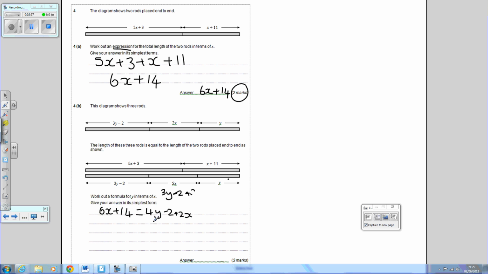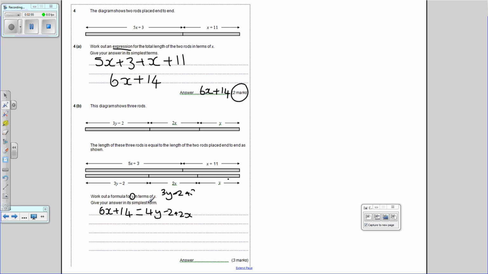We've already picked up at least 1 mark for that. And then it says we have to work out a formula for y in terms of x. So we need to rearrange this so it just says y equals and then some terms of x. So we need to get y by itself.